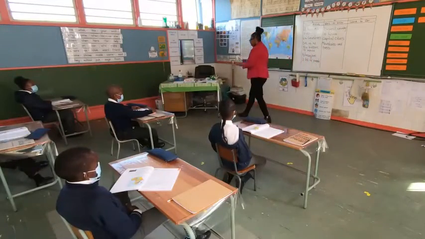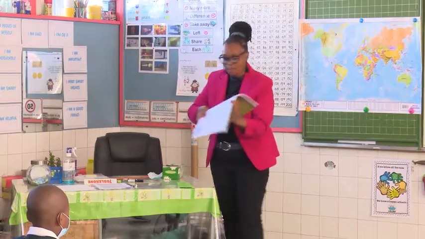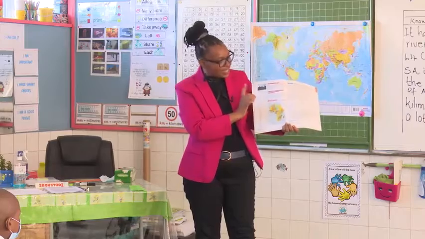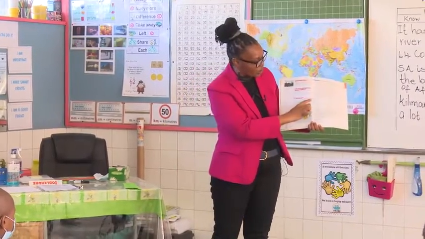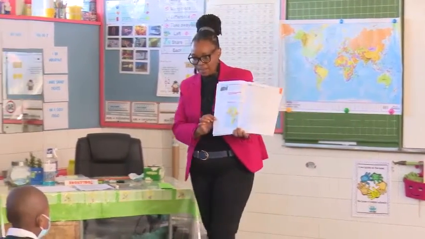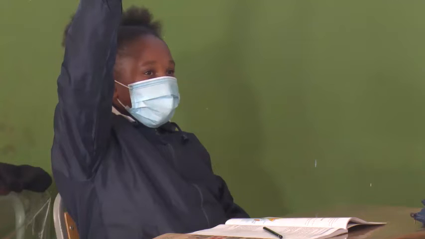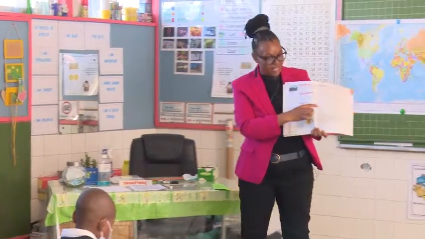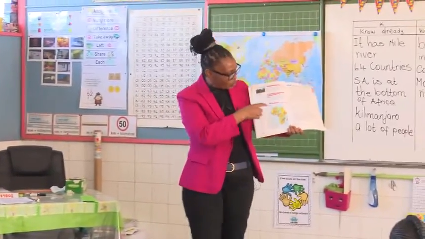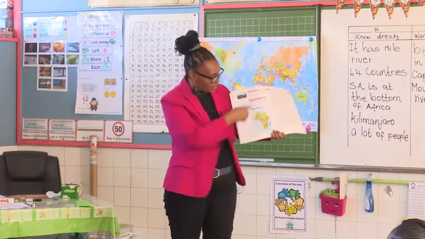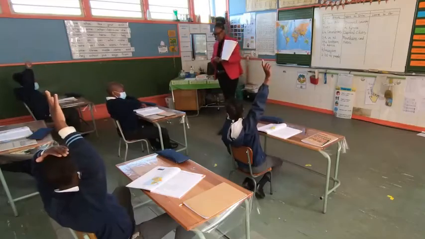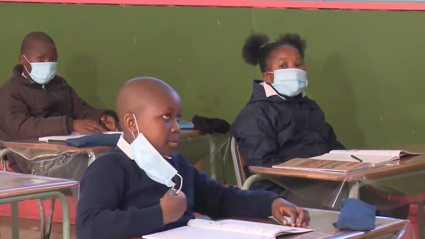Now, I want us to look at this map on page 14. Now, I want you to tell me what do you see at the top of this map, at the top. Nelisiwe? I see the letters of alphabet. Yes, the letters of alphabet. And now, what do you see on the left? Yes, Musa? I see numbers.